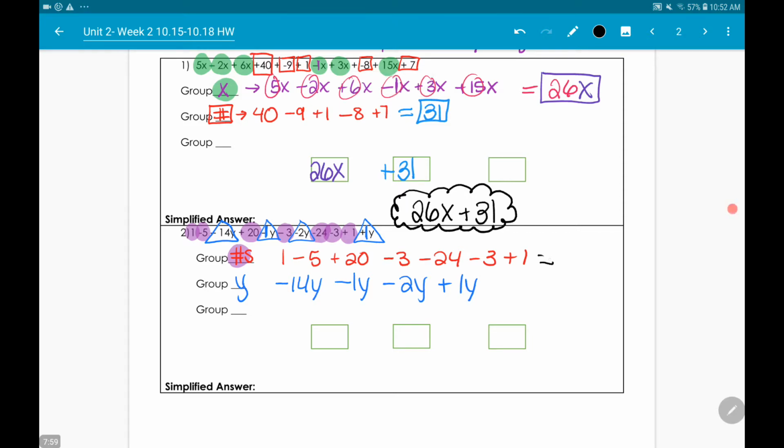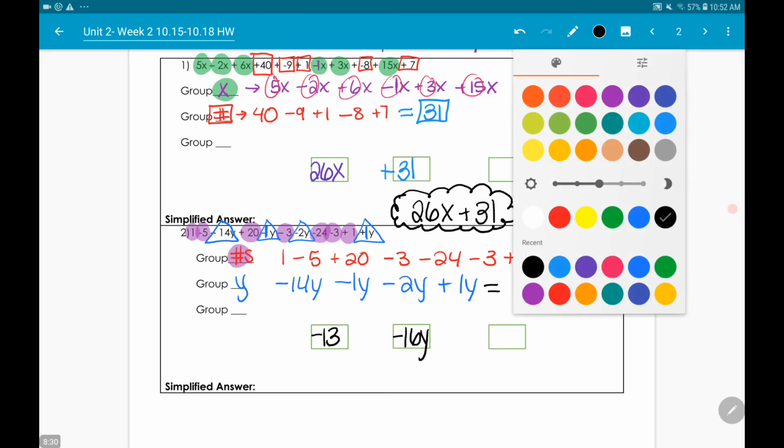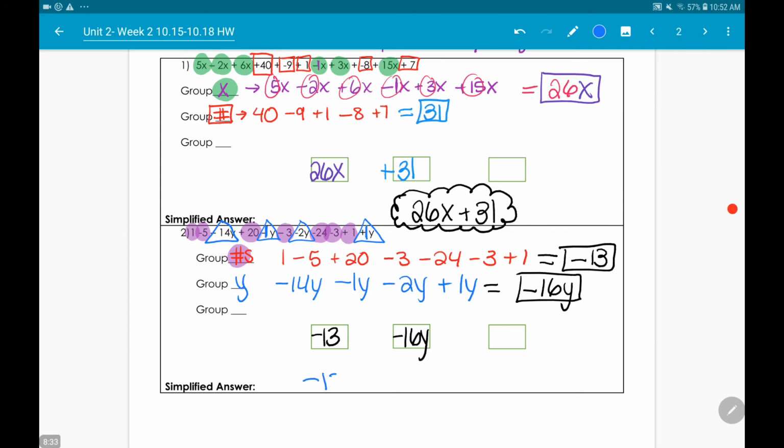All right, let's do one more. So first I had my numbers, so I'm going to add those up. Or simplify, I should say. And I get -13. And that was my number, so it has no variable. And now I'm going to do the same for my variable. And I get -16, except this was my y group, so I need a y in my answer. So I have -13, -16y. Those are my two groups. And I put them together to write my final answer.